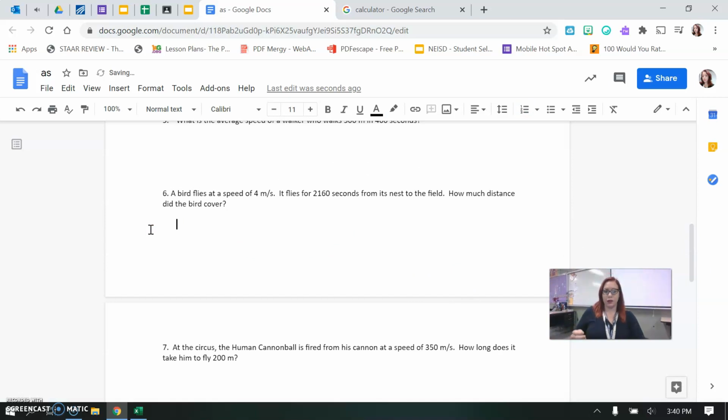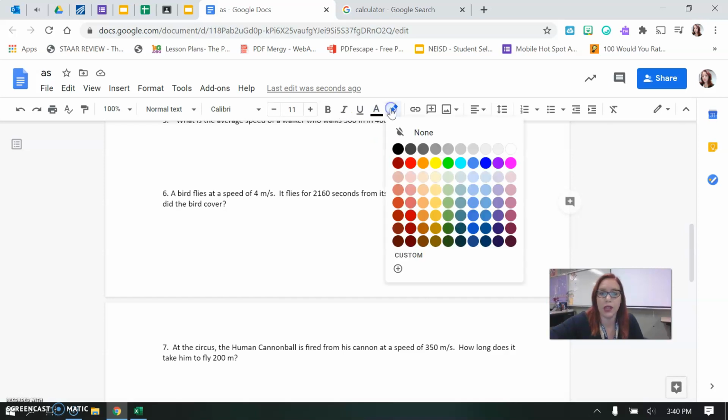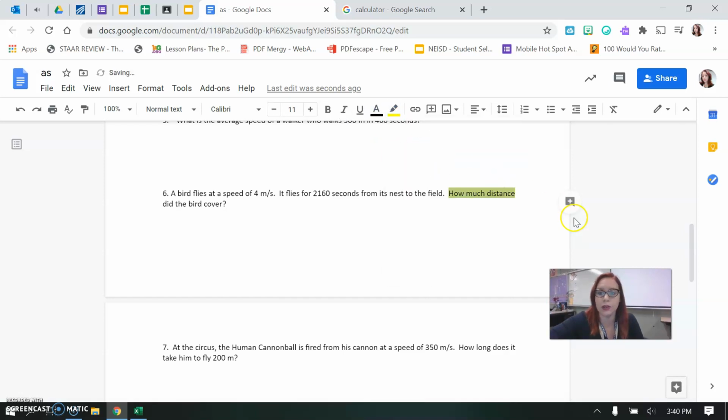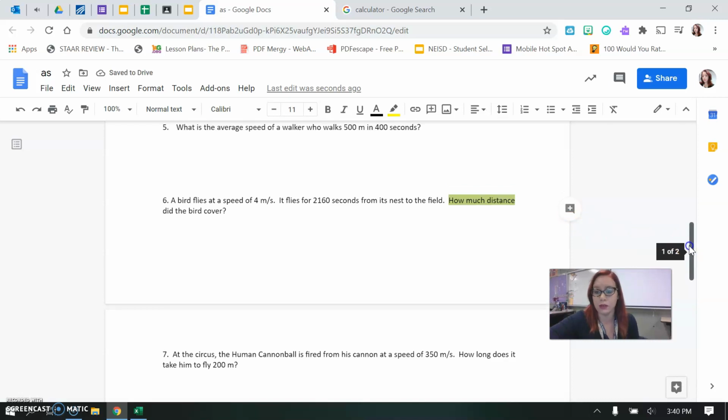This one says a bird flies at a speed of 4 meters per second, and it flies for 2,160 seconds from its nest to the field. How much distance did the bird cover? So we're looking for distance. It says how much distance, so that means you need to know the distance formula. Make sure that before you try to answer a question, you understand which formula you need to use.